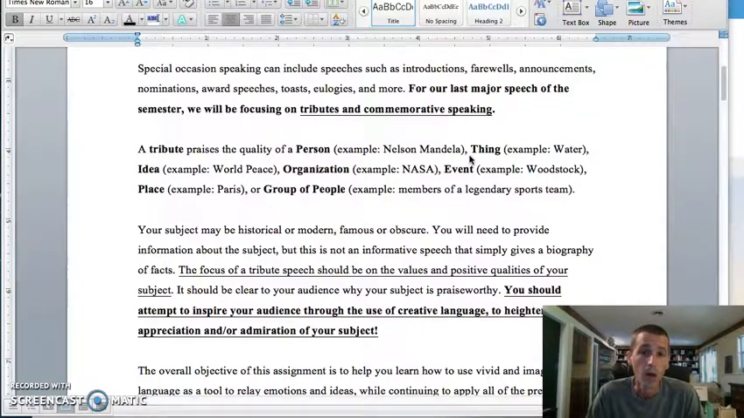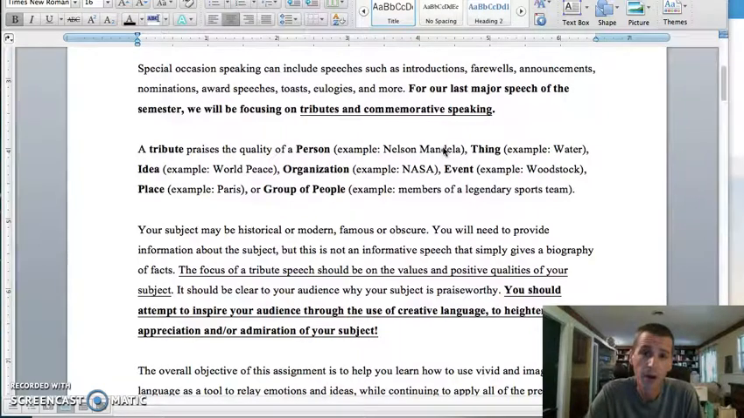Okay, so here's some examples I've given you on the assignment sheet. Probably the most common tribute speeches that I get are praising the qualities of a specific person. That said, you are not by any means required to do your tribute on a person. There's lots of different angles that you could take, but I put an example here of Nelson Mandela, somebody who has a rich history and has done a lot to contribute to society and culture, and so that could be a really great speech paying tribute to him.